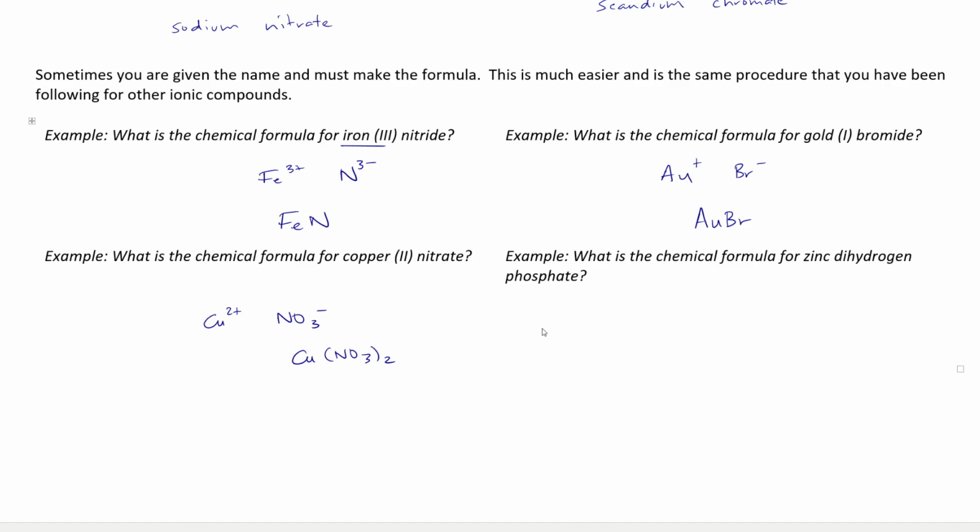Finally, what is the chemical formula for zinc dihydrogen phosphate? Well, zinc, as you can see, it doesn't have a bracket because zinc only has 1 possible charge. It's 2 positive. And if you look up dihydrogen phosphate in your complex ion table, dihydrogen phosphate has a charge, I believe, of negative 1. So then we have Zn(H2PO4)2, and that's your zinc dihydrogen phosphate.